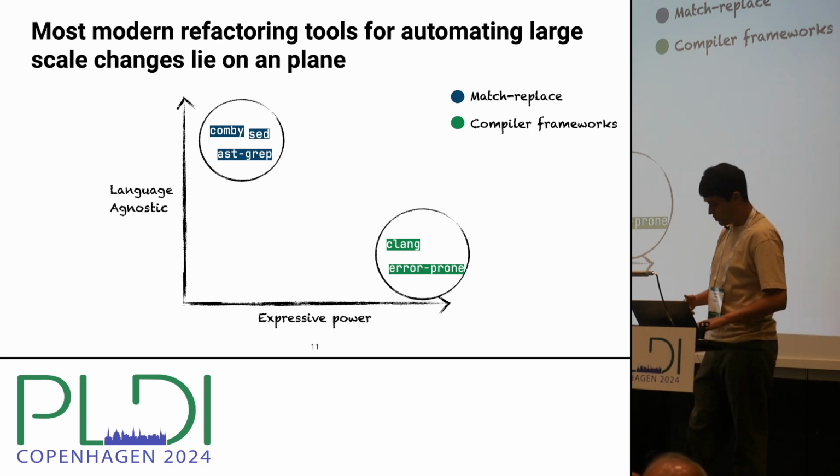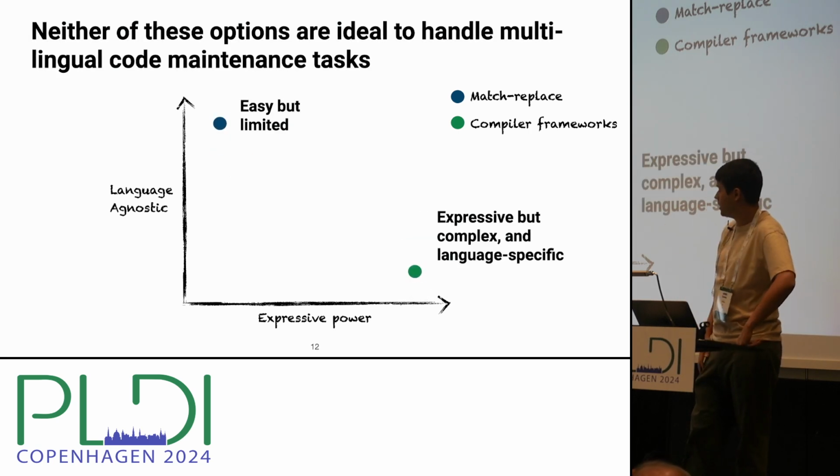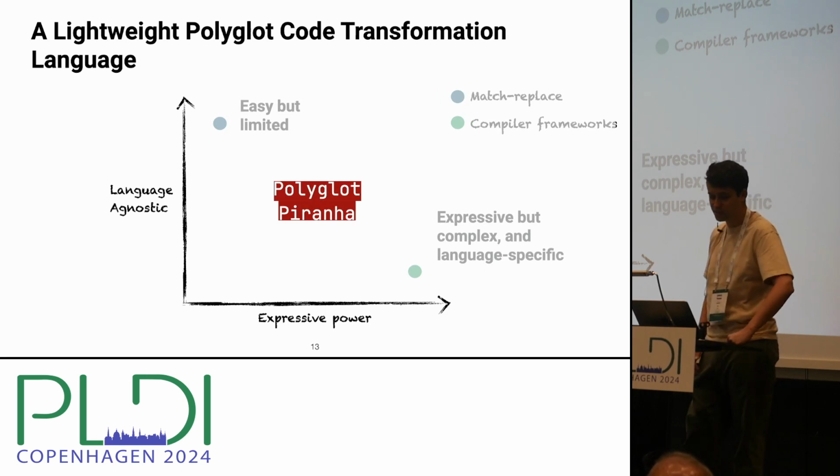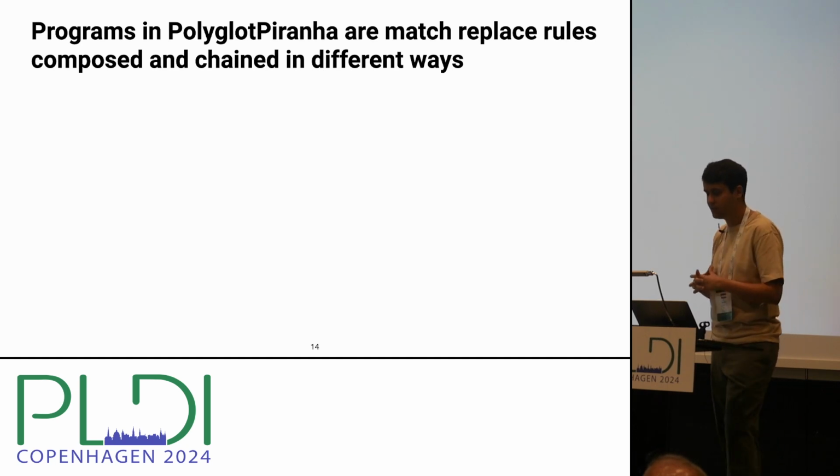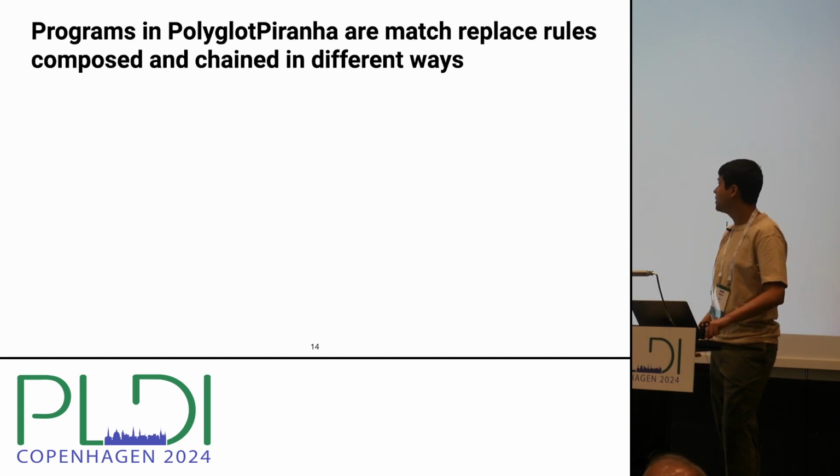But the problem is that most of the first kind are easy to use but limited, and the other ones are very expressive but also complex and language specific. That's a problem, especially if you want to automate something like feature flag cleanup across multiple code bases. So that's why we proposed this language and tool set called PolyglotPiranha. It's just a lightweight polyglot code transformation language. Everything in Piranha is a match-replace rule. The idea is that we extend the match-replace paradigm in multiple ways to make it more expressive and usable for large-scale changes.